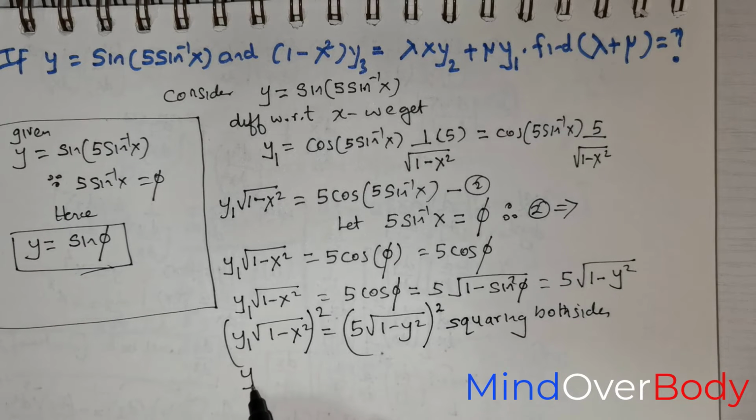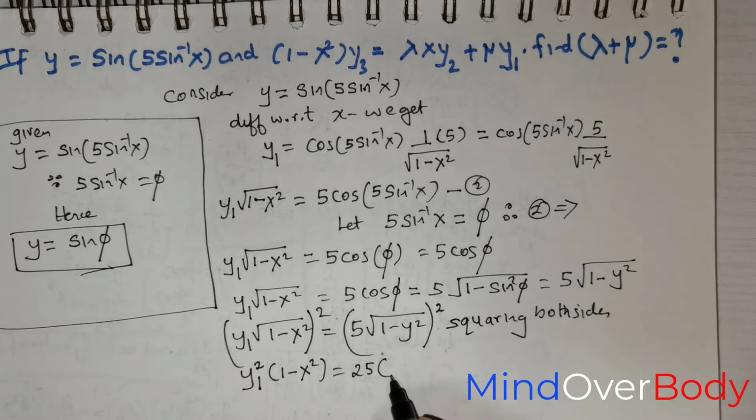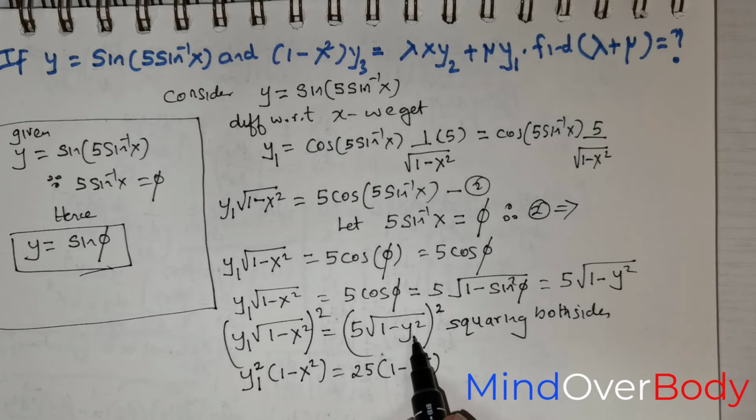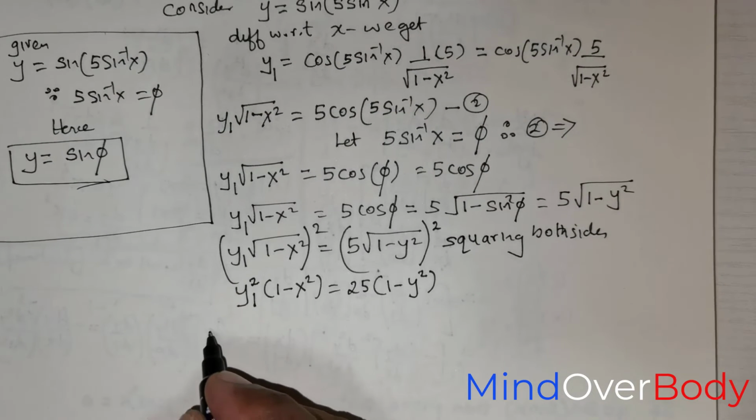So this is going to give me y1 squared times 1 minus x squared is equal to 5 squared, that's 25, times 1 minus y squared. So take some precaution when you're writing the indexes, because we are using an index and a suffix, so those two things should not be mixed up. So now let us start our differentiation.